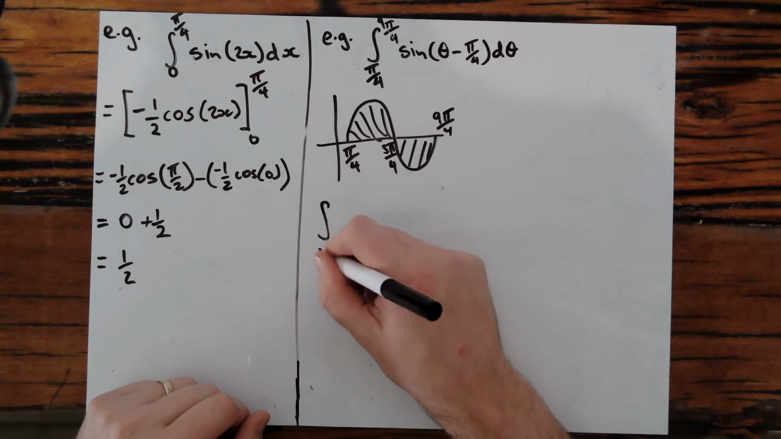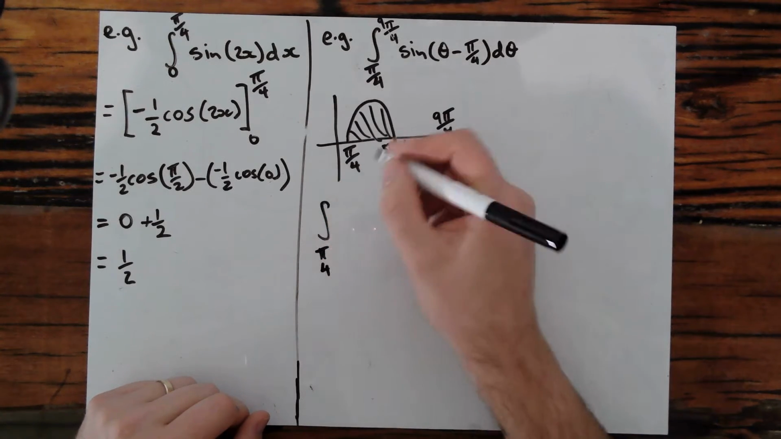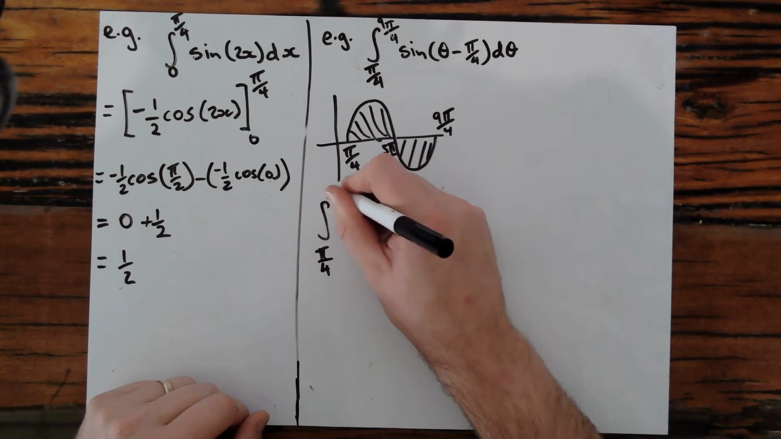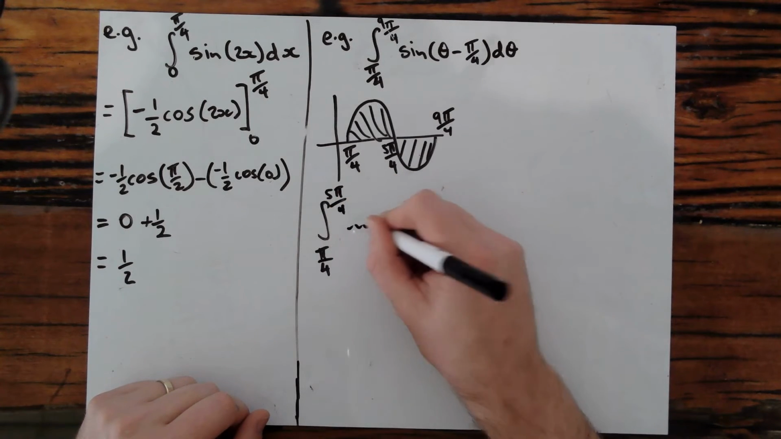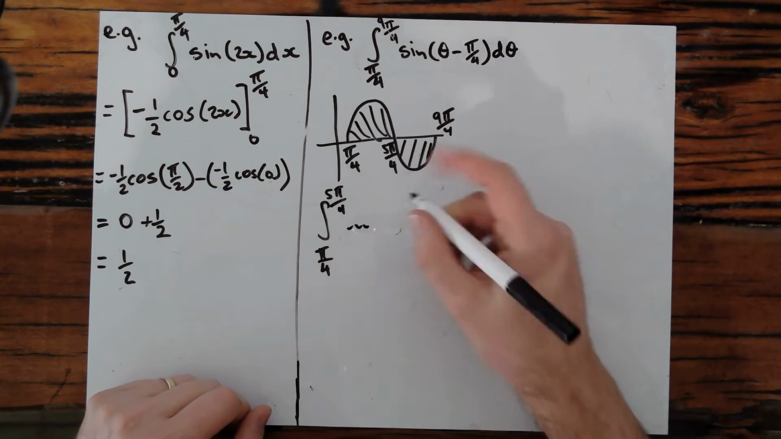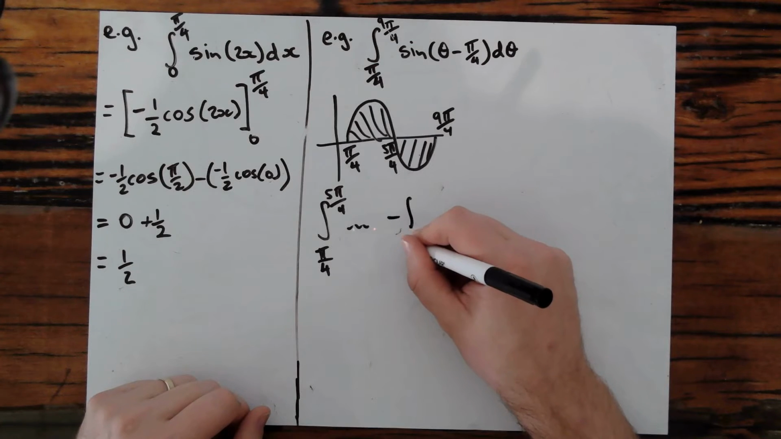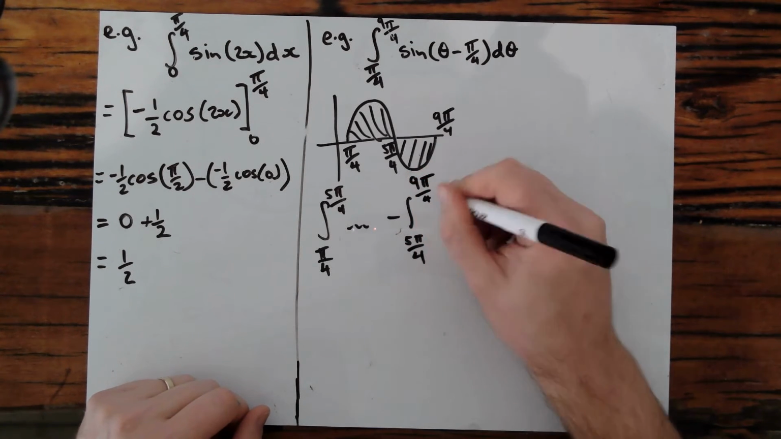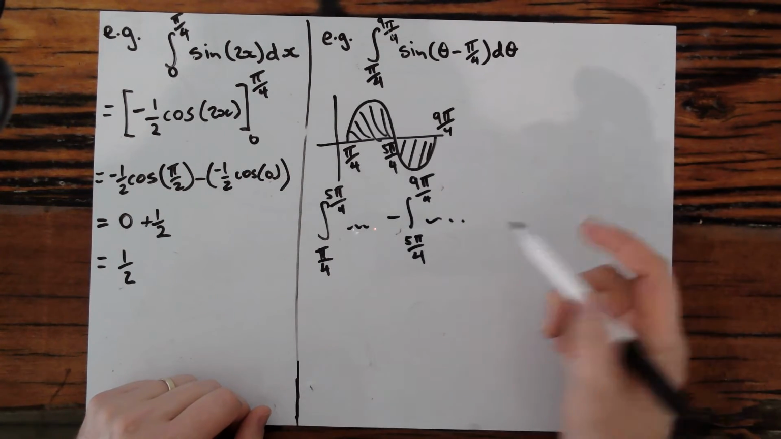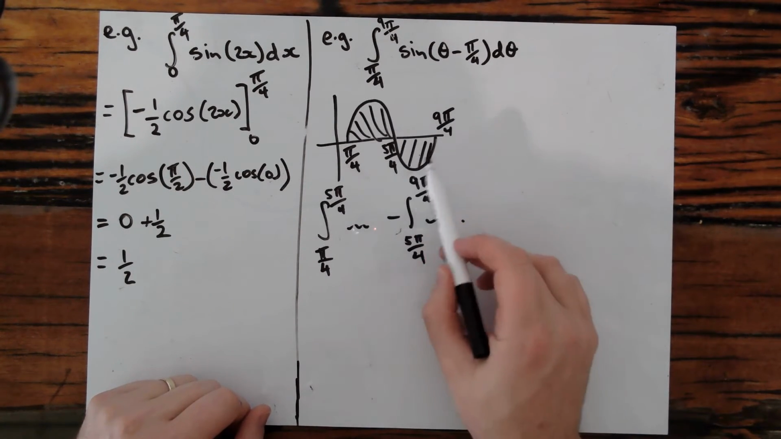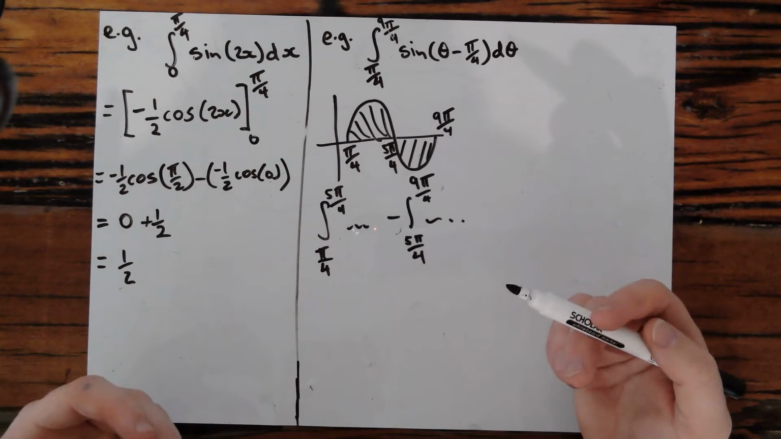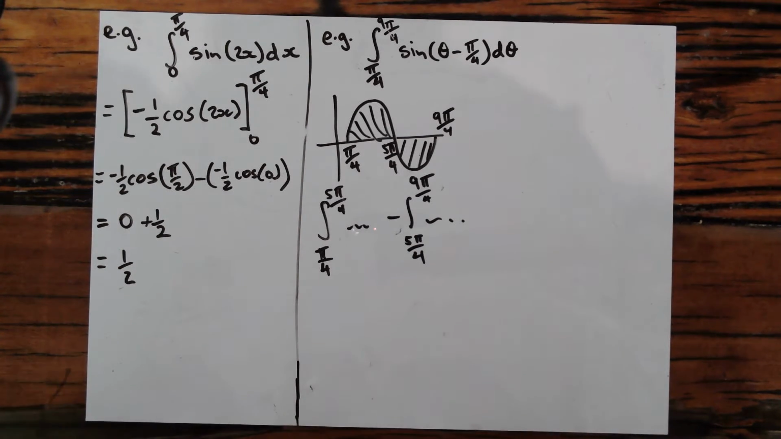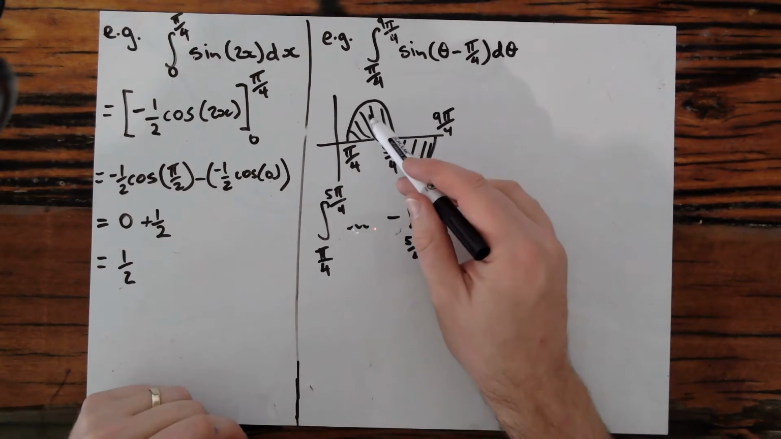So what I'm getting at is we could go from pi on 4 to 5 pi on 4 of our function, and then take away that area from 5 pi on 4 to 9 pi on 4 of our function. We take it away because this would be a negative area, so taking away a negative is going to add it on. We could do all that work, but we really don't need to, because these two areas are the same.